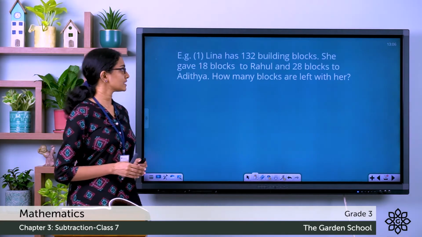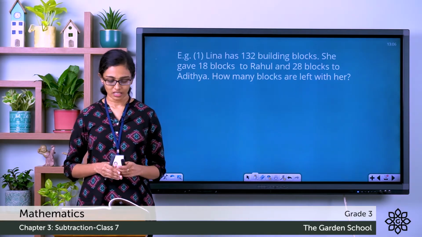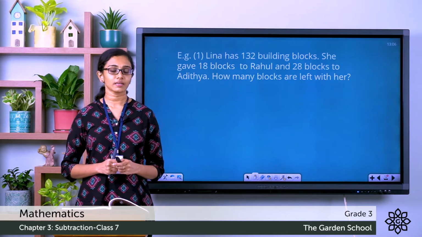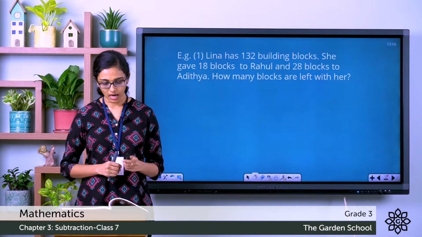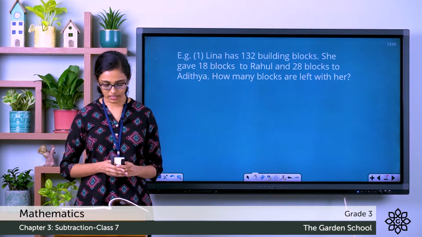So the question says, Lena has 132 building blocks. She gave 18 blocks to Rahul and 28 blocks to Aditya. How many blocks are left with her? So what is given in the question?